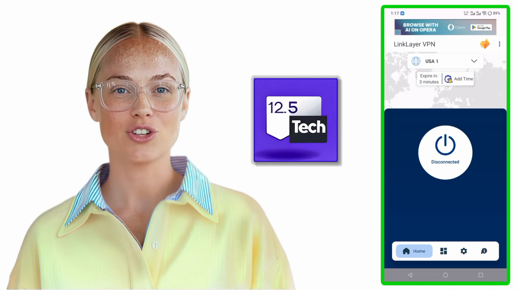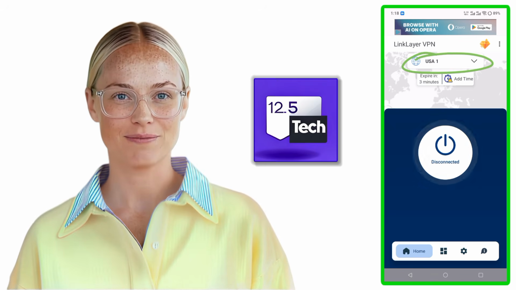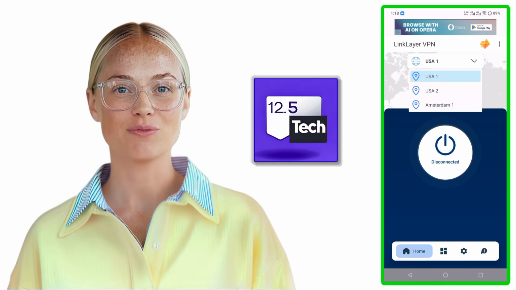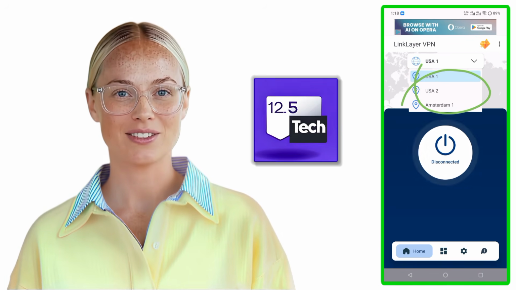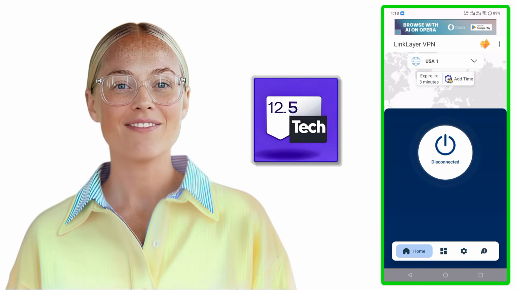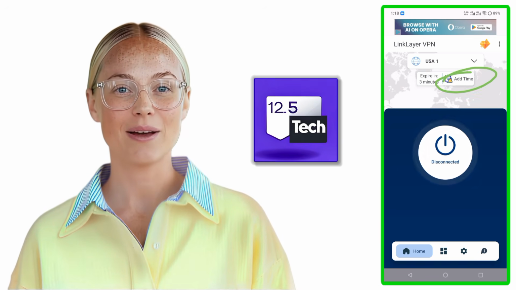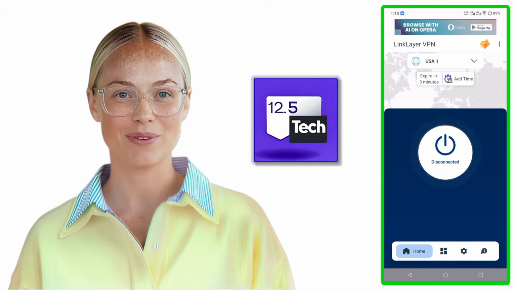Now simply tap the Start button to begin the VPN connection. If you want to monitor the connection in real time, you can tap the Log button to view detailed connection logs. And that's everything you need to know about setting up Link Layer VPN with HTTP settings.